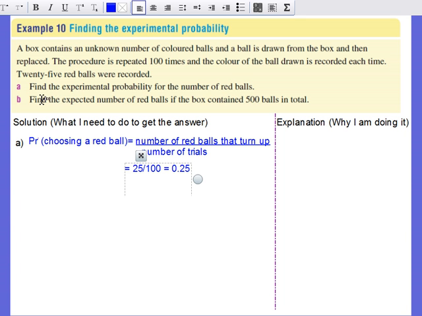Let's have a look at the second section of this example. Find the expected number of red balls if the box contained 500 balls in total. So the question's slightly different now. What they're asking us to do is to apply the probability that we found, 0.25, to a new number of balls. That's the 500 balls. So in other words, what we're finding is the expected number of red balls.